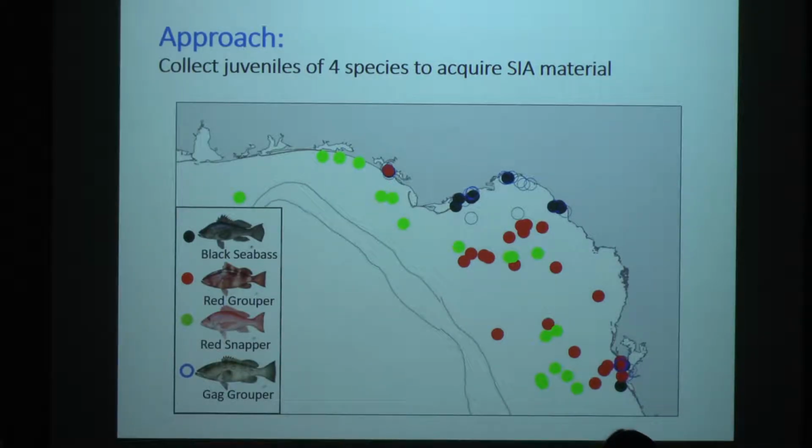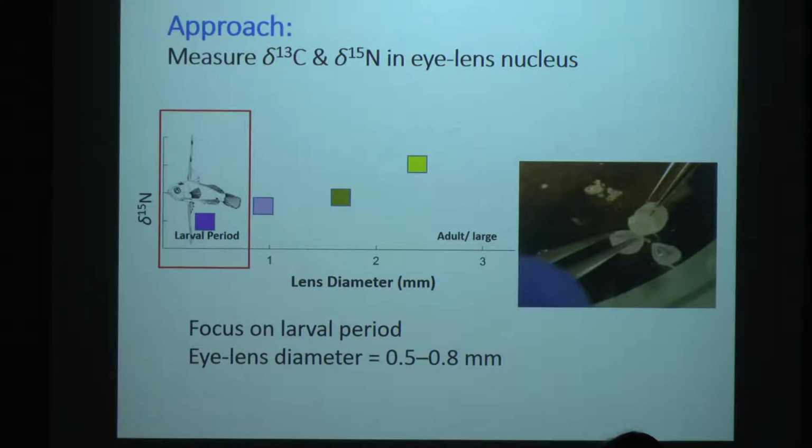So for my work, what I did was collect juveniles from 4 different reef fish species in their juvenile habitats. The 4 species I have here, black sea bass, red grouper, red snapper, and gag grouper, were all collected as juveniles somewhere between 1 and 2 years of age in their juvenile habitats. I then peeled their eye lenses all the way back, and I'm interested in the smallest little marble that's about 0.5 millimeter in diameter. I ran those for stable isotopes using the isotope ratio mass spectrometer here, and got information about both carbon-13 and nitrogen-15 within those eye lenses.